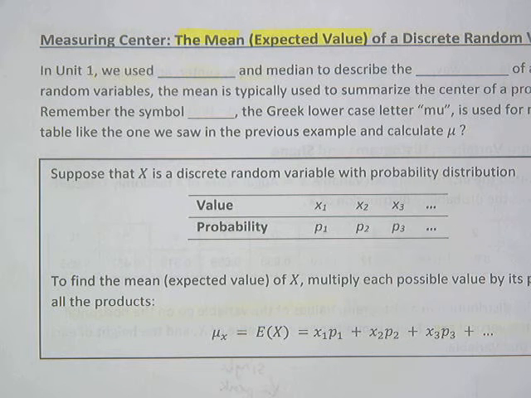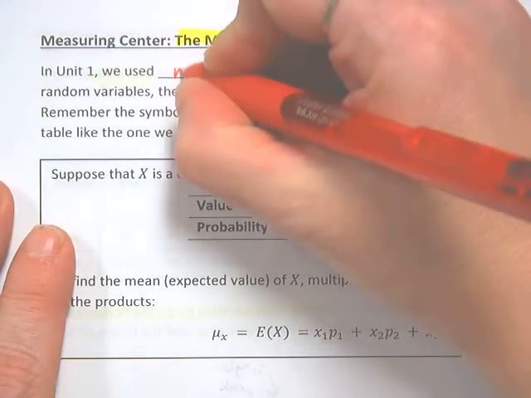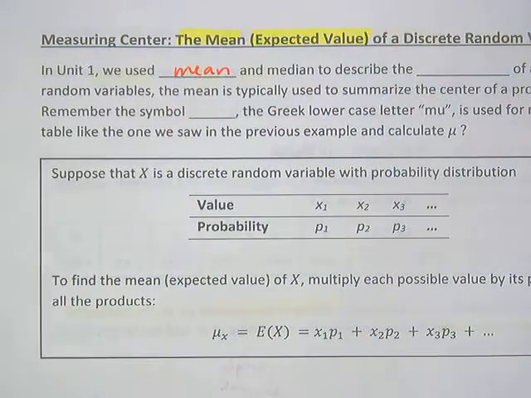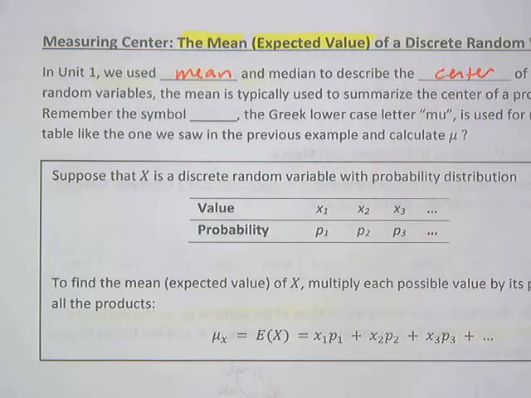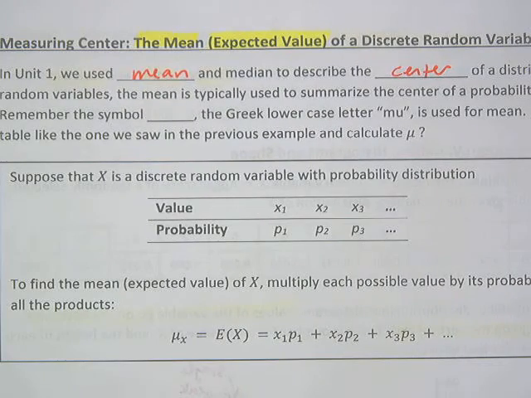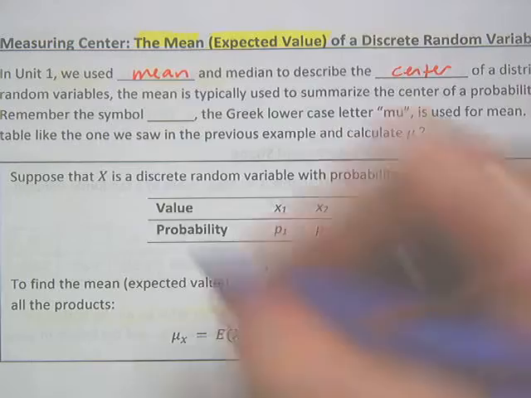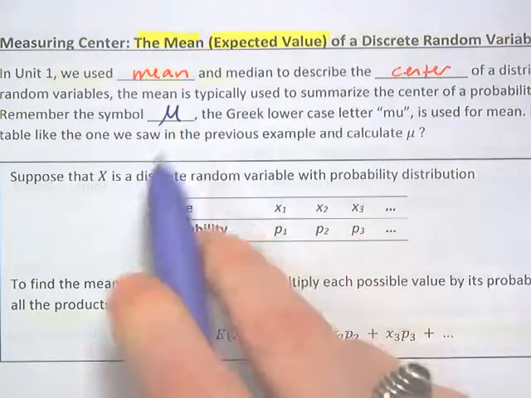Way back in Unit 1, we used mean and median to describe the center of a distribution. But I'm only having you write the word mean because that's the one we use to describe the center of discrete random variables. Median is not what we use. Okay, the symbol for mean is mu.